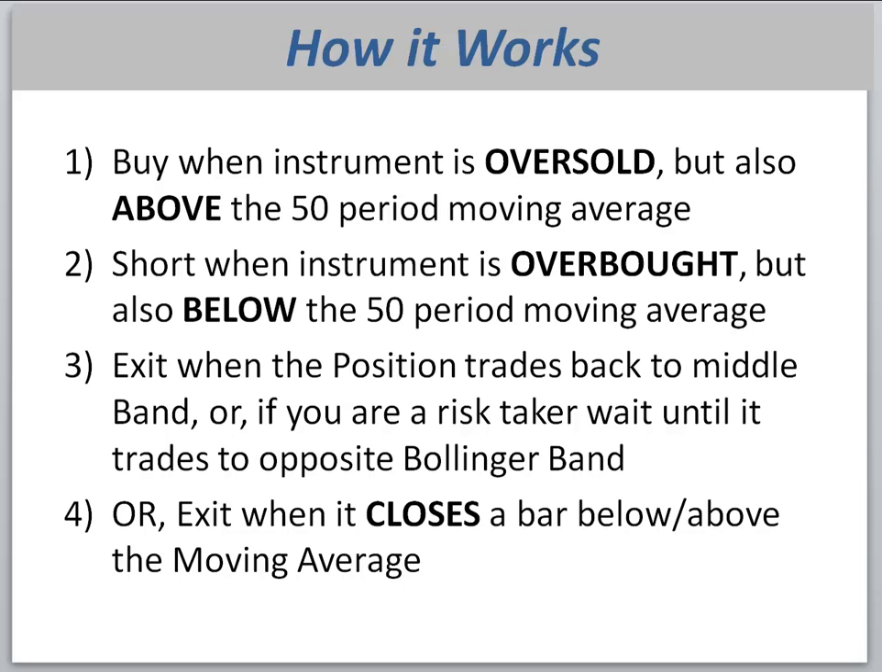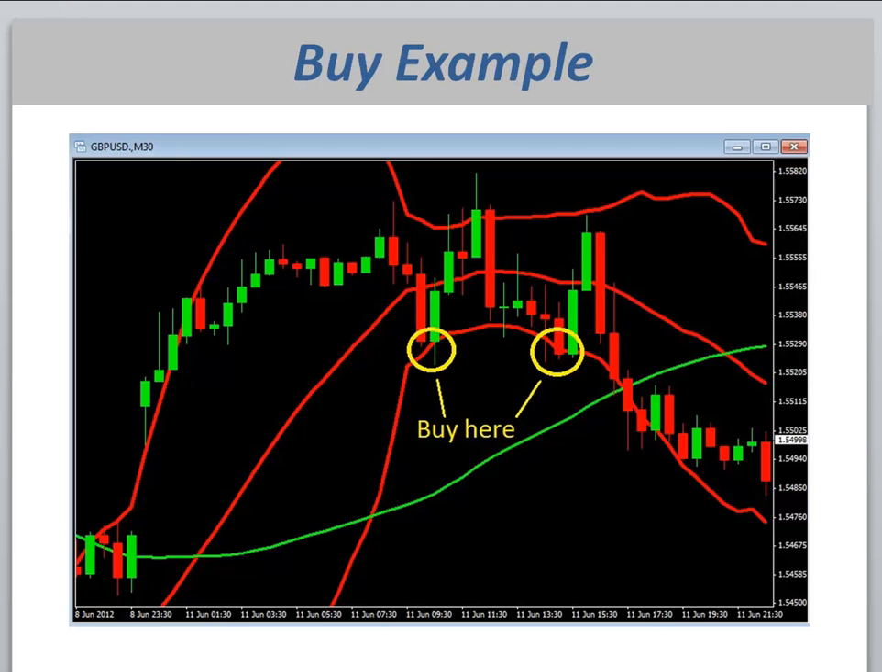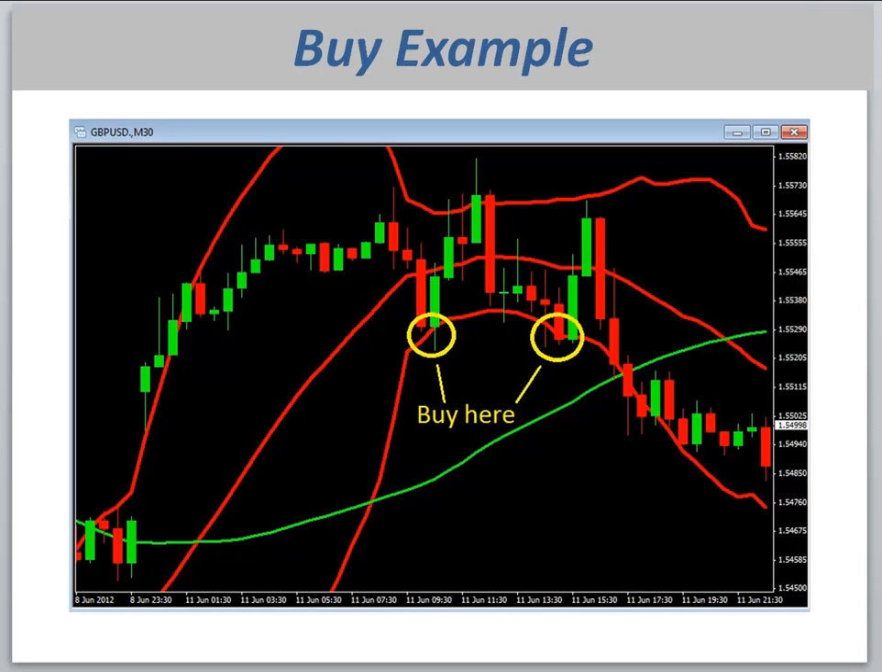Now we have our exit strategies. Well, we'll get to that in a second. So here's a buy example. Let's look at this chart over here. Here's a chart of the pound dollar. It's a 30-minute chart. Over here where we have these two little circles, we see that the pound dollar had traded to the oversold levels on the Bollinger Band. But the pound dollar is also above this green line here. The green line is a 50-period moving average.